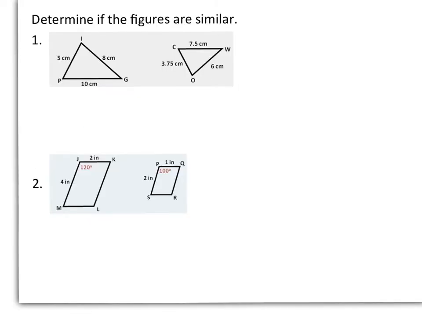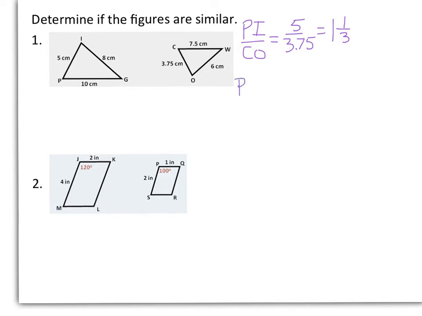Okay, we're going to look at two examples and determine if the figures are similar. So remember that in order for two pairs of figures to be similar, their corresponding sides are proportional and their corresponding angles are congruent. So in number 1, we are going to find out our similarity ratio for each pair of corresponding sides, and if it's the same for each pair, then our two figures are similar. So we can say that PI is to CO, so 5 is to 3.75, and this reduces to 1 1/3 or 4/3.